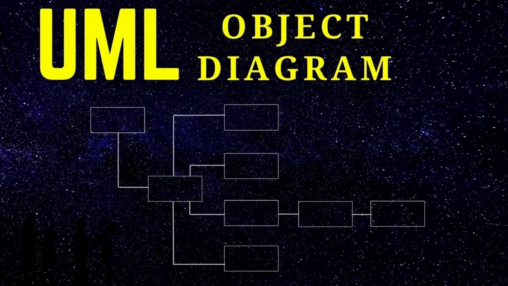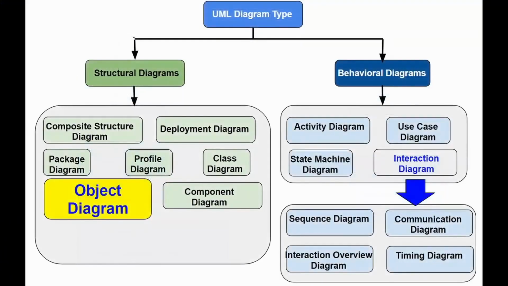A UML object diagram is an instance of a class diagram. It captures a snapshot of the detailed state of the system, objects, and their relationships at a specific point in time. It can be considered a special case of a class diagram or a communication diagram. The use of object diagrams is quite limited and mainly comes down to demonstrating examples of data structures.